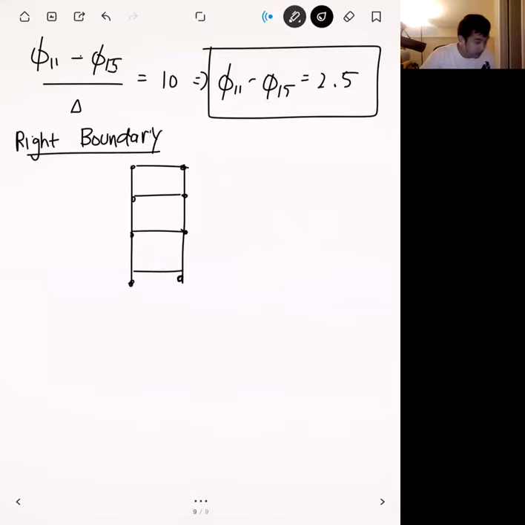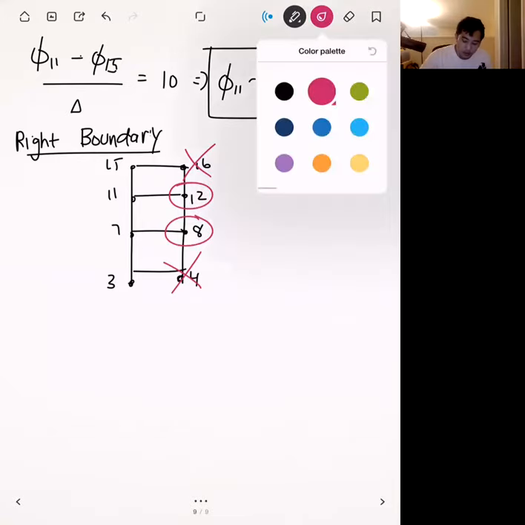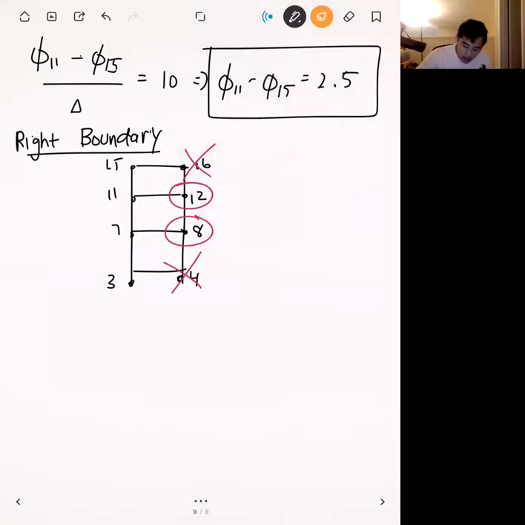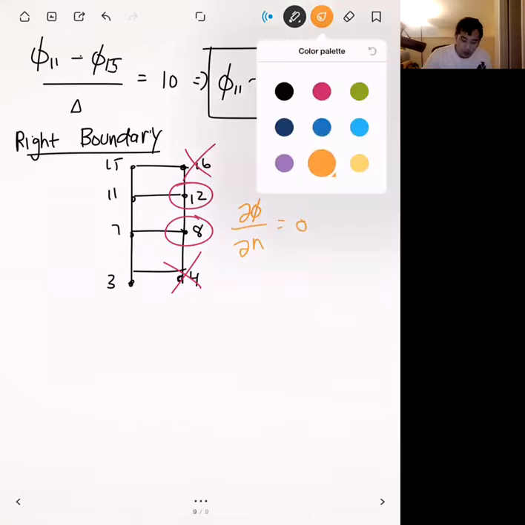Okay, so our boundary nodes are 4, 8, 12, 16, and the immediate neighbors are 3, 7, 11, and 15. Once again, we're going to ignore the corner nodes, so we only need to write equations for node 12 and node 8. And our boundary condition here was a derivative of 0.